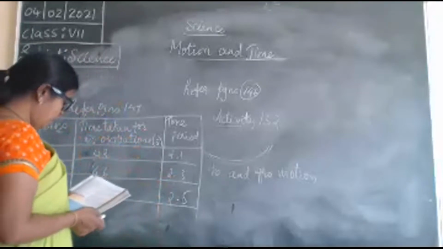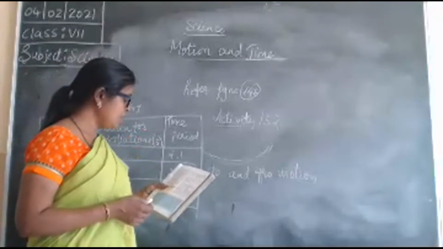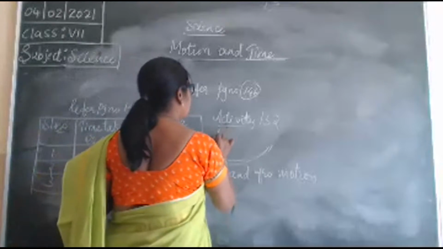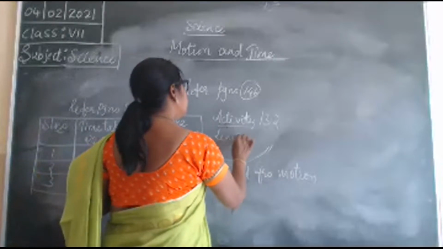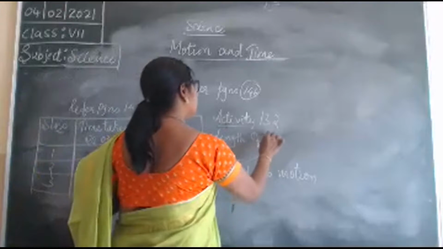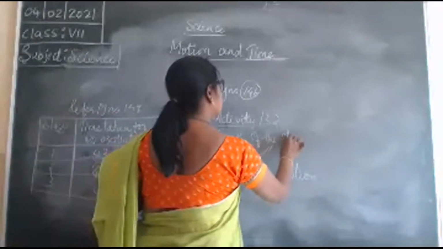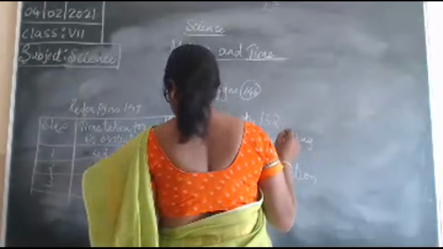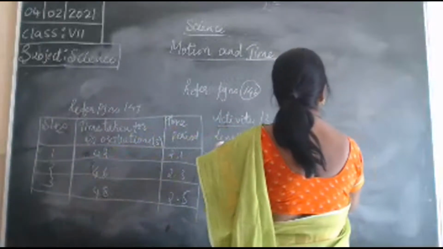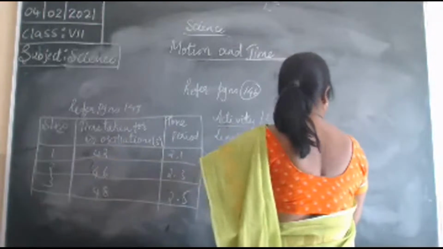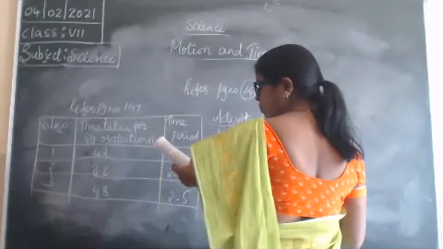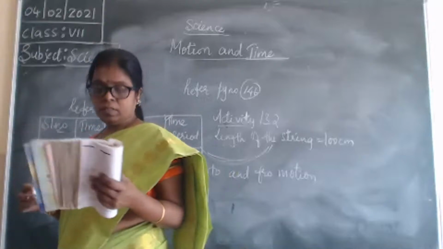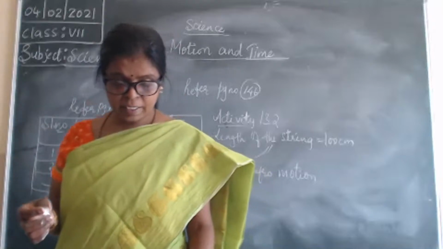So what they told us is the length of the string. The length of the string is 100 centimeter, equal to 100 centimeter. Next, units of time. For this, what you have to do is use a calculator.